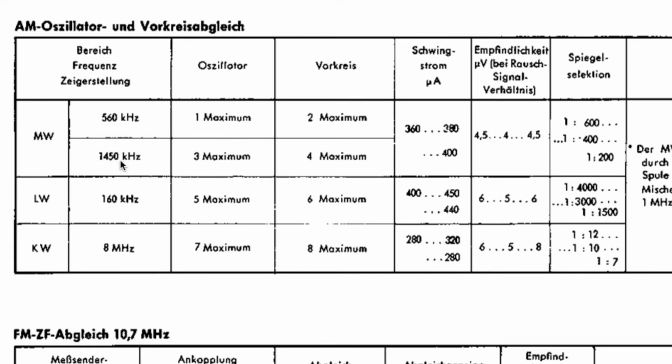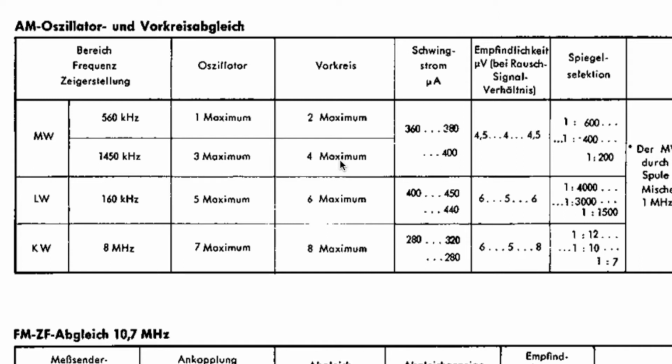Then you move it to, you adjust for 1450. In other words, you're putting a signal into your radio through the antenna at 1450 kilohertz, and you adjust 3 for maximum output on the speaker, and you adjust 4 for maximum output on the speaker. Now that's all very well, but if you don't know exactly which these are, you're wasting your time.